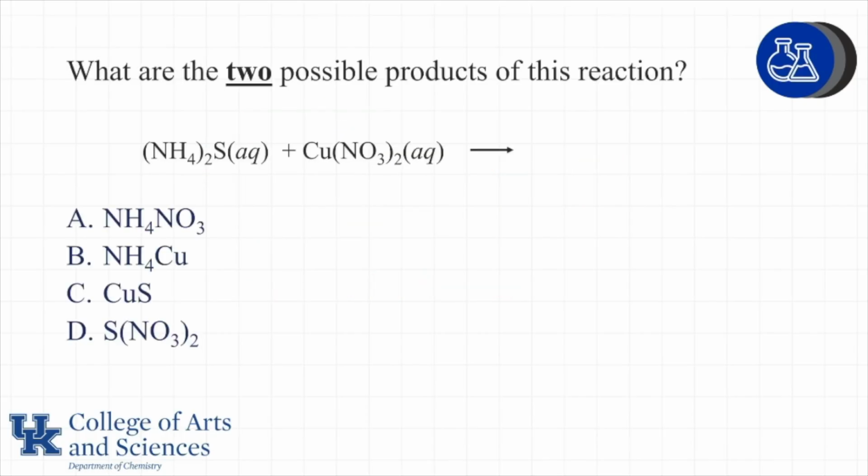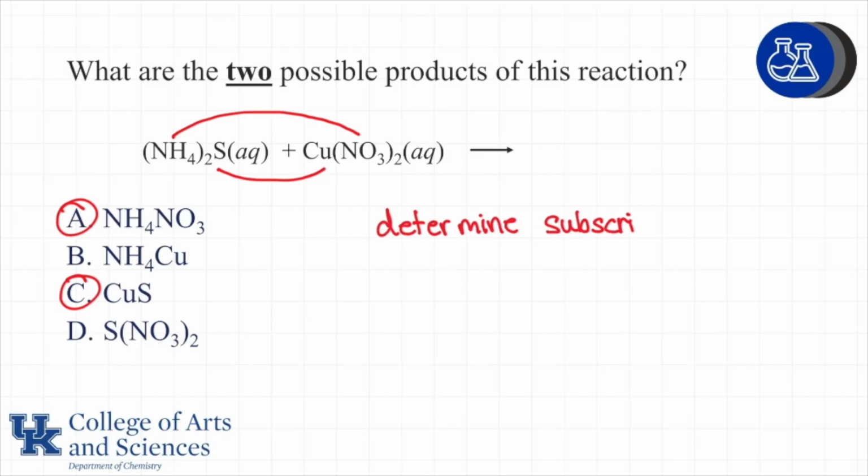What are the two possible products of this reaction? We see that the ammonium is paired with the sulfide initially, therefore the only other thing it could be paired with is the nitrate. The copper starts with the nitrate. The only other option to pair it with is the sulfide because we must have a cation and an anion. So our two potential products are ammonium nitrate and copper sulfide. Notice that for the products, we had to look at the charges on each ion to determine the appropriate subscripts for the formula of the potential products.